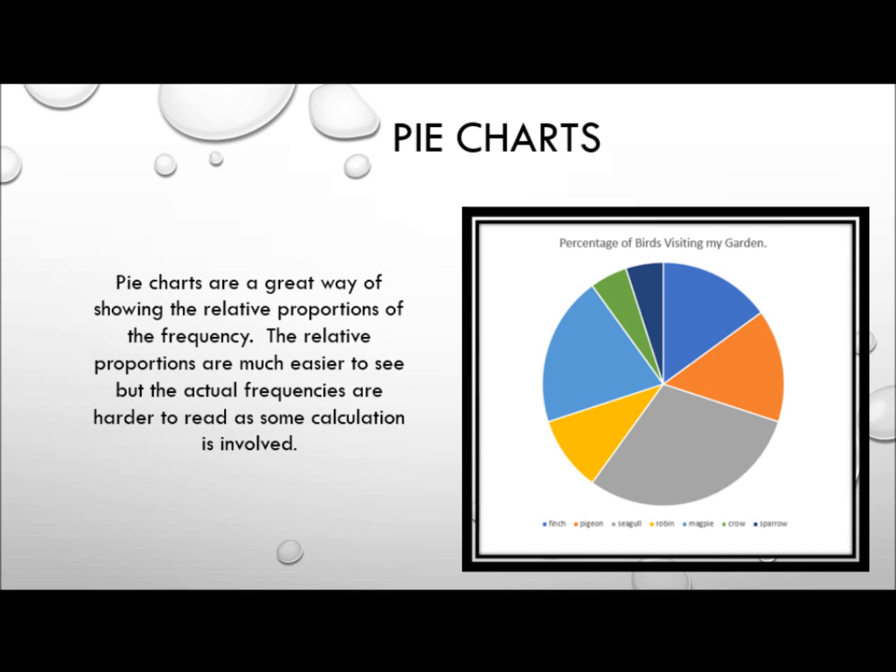Pie charts are a great way of showing the relative proportions of the frequency. The relative proportions are much easier to see, but the actual frequencies are harder to read as some calculation is involved. If you want to make it easy for your audience to see the actual frequencies, you're better off using a bar chart. But if you want to make it easy to see the relative frequencies as a proportion of the whole, then you're better off using a pie chart.